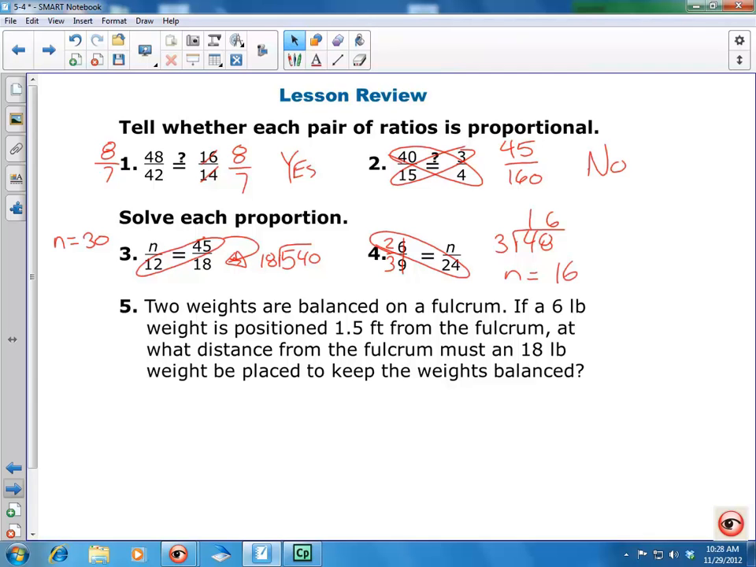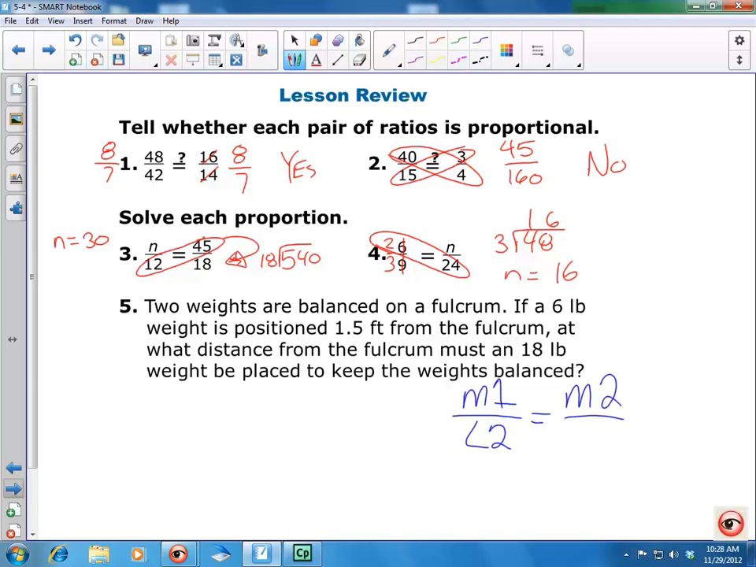All right, let's take a look at number 5. Number 5, this one right here, that's our Fulcrum question. What was our formula for solving this Fulcrum proportion that you guys wrote down on our first one? What was it? Mass 1 over length 2. There we go. So we have mass 1 over length 2 equals mass 2 over length 1. Okay? So once we plug all those values in there, that gives us our answer.